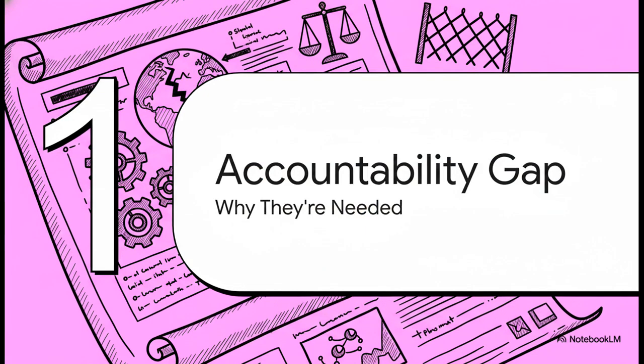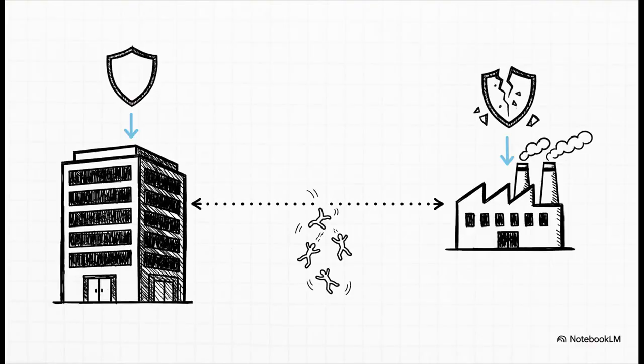Okay, so let's start with the why. Why was this blueprint even necessary in the first place? Well, it all comes down to what experts call the global accountability gap. The reality of our modern world is that a company can be based in a country with super strong laws, but have factories or suppliers in places where the government just can't or maybe won't enforce those same standards. And it's this gap, the gap between the global reach of a business and the local reach of the law, where human rights abuses can just fall right through the cracks.